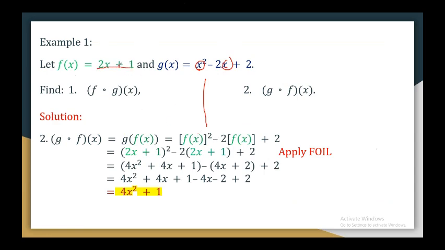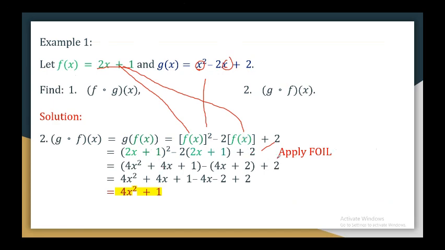So all of the f of x here will be replaced by 2x plus 1. So we have 2x plus 1 raised to 2, this is for f of x raised to 2, minus 2 times the value of f of x, which is 2x plus 1. Then we still have positive 2 here. So the first is the value of f of x raised to 2, minus 2 times 2x plus 1, the value of f of x, and then plus 2.